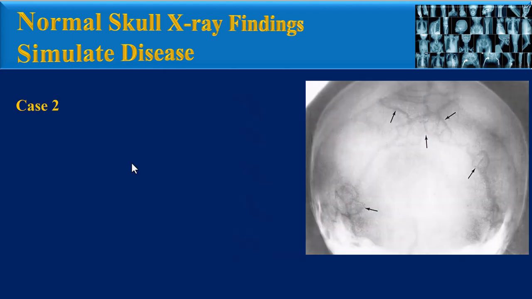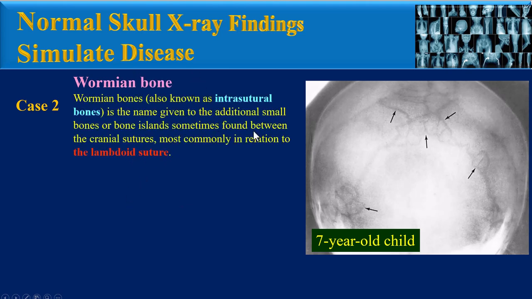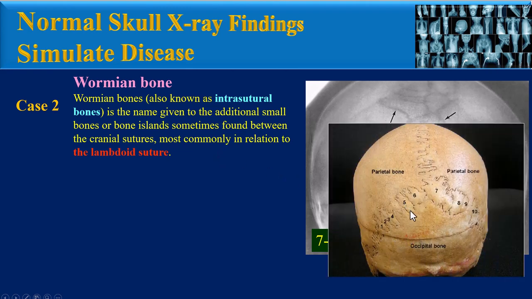Case 2. This image shows multiple discrete bony fragments along the cranial sutures in a 7-year-old child, and as we know, they are Wormian bones. Wormian bones, also known as intrasutural bones, is the name given to the additional small bones or bone islands sometimes found between the cranial sutures, most commonly in relation to the lambdoid suture.